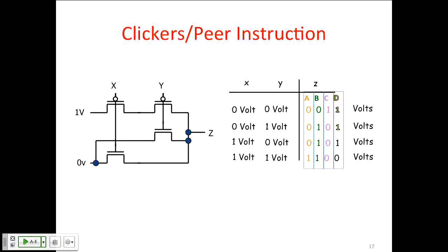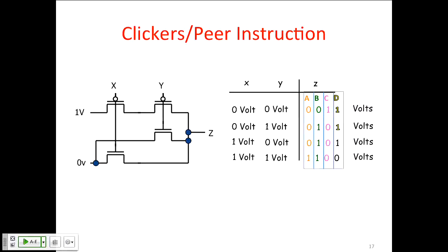Okay, so you see here that in C, the only time that the output is a 1 is if both X and Y are 0. Only when X and Y are 0 are these both on and 1 volt connected to the output. In all other cases, one of these two is off and one of these is on, giving you that pathway.